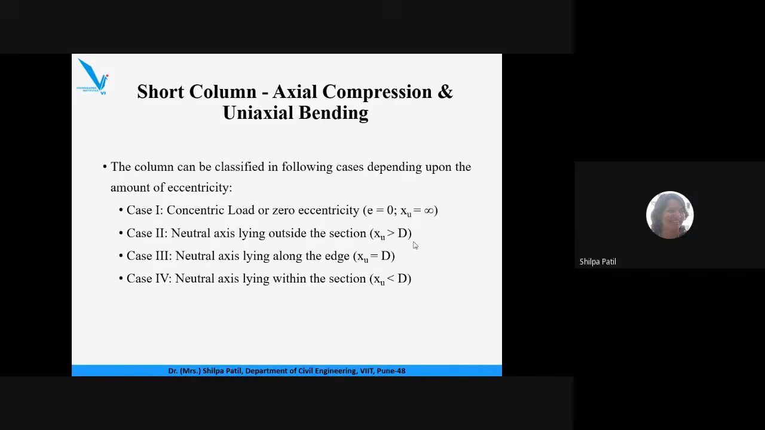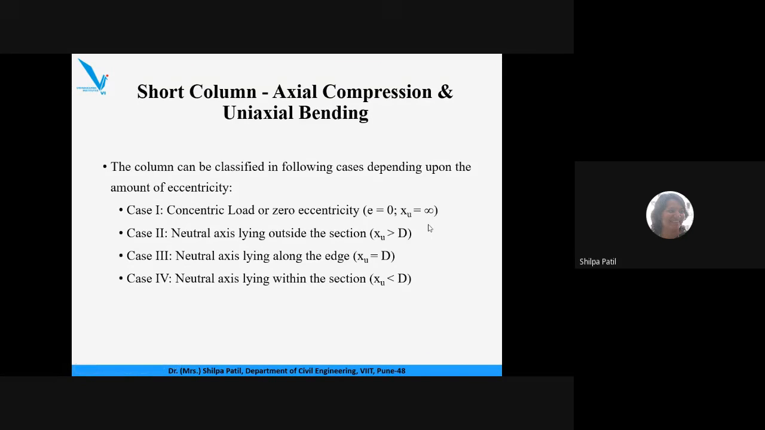So depending upon the amount of eccentricity, there are 4 different cases in the case of axial compression and uniaxial bending columns. The first case is the concentric load or zero eccentricity. Concentric load means it is similar to the axially loaded column. In this case, there is no eccentricity. Eccentricity is 0. It means there is no moment. Only the external load P is acting. In this case, the depth of the neutral axis of the column is normally outside the dimension of the column and it is considered as infinity.